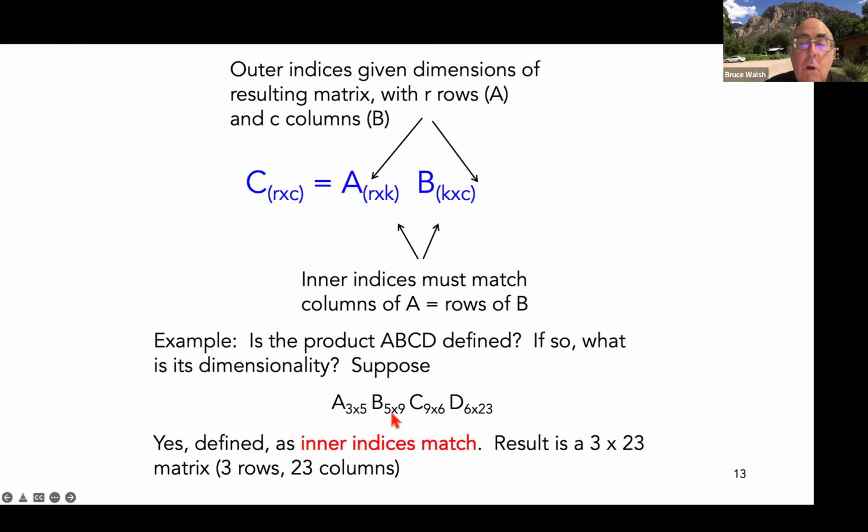Well, let's look at it. A times B, well, I can multiply them because those match. That's a 3 by 9. What about AB times C? Well, that's a 3 by 9 times a 9 by 6. Yep, that's a 3 by 6. What about ABC times D? Well, that's a 3 by 6 times a 6 by 23. So the resulting matrix is 3 by 23.